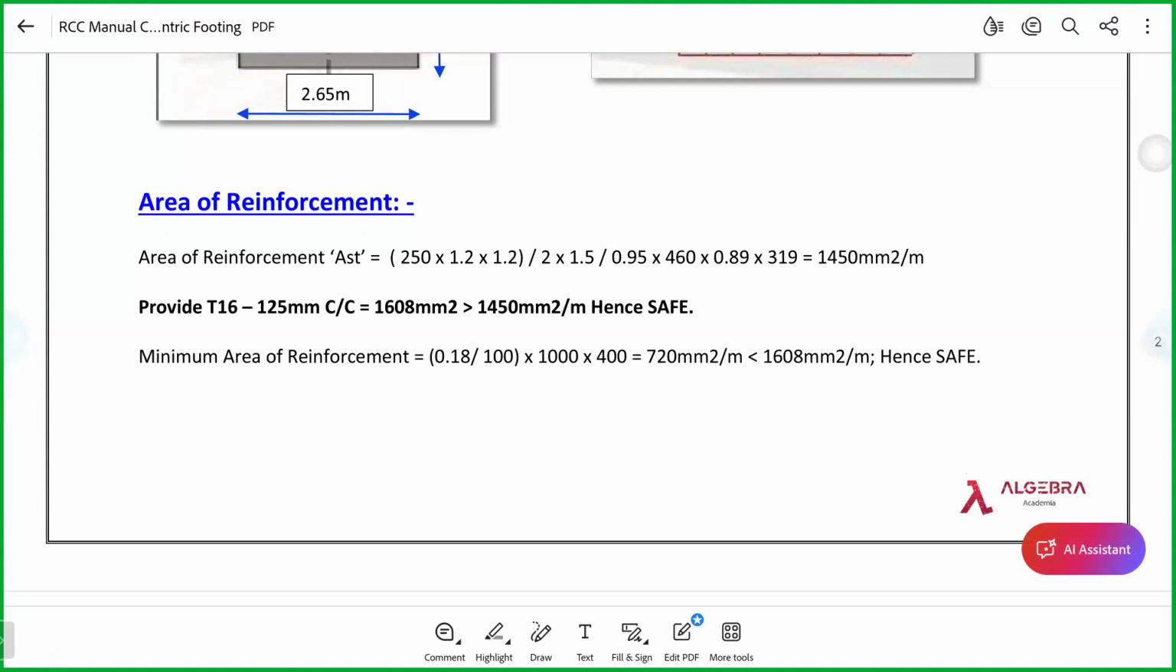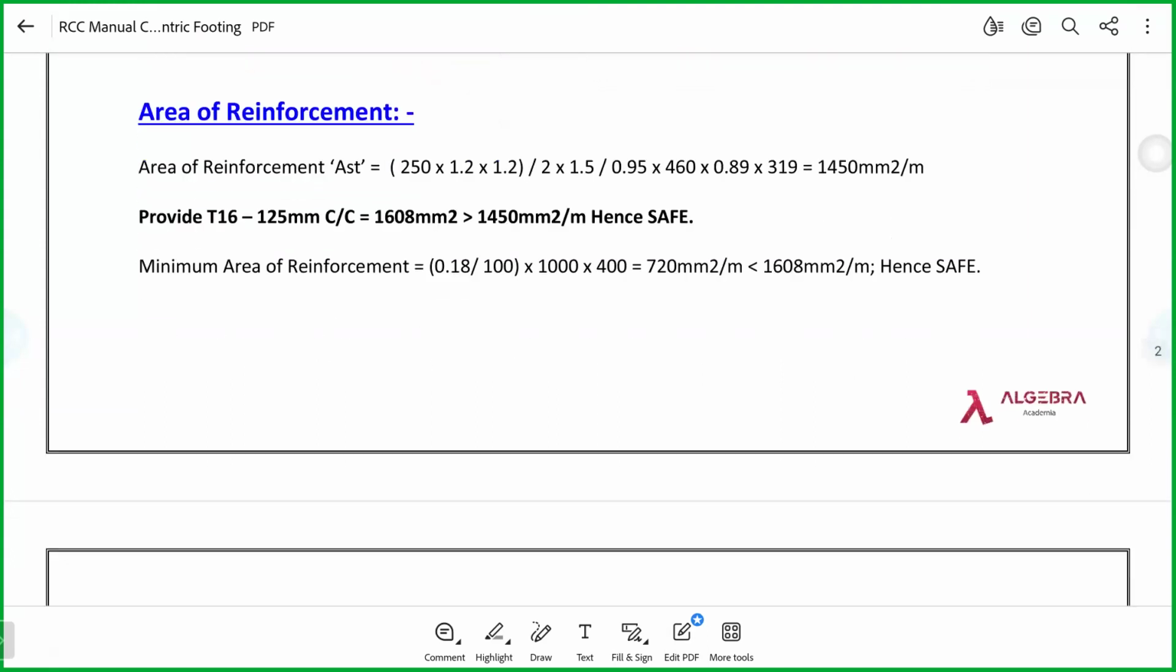What is the required reinforcement? 1450. It is safe. And minimum area of the reinforcement for the foundation is what? 0.18% of BD. 0.18% of BD. This is as per code. Okay. So 0.18. What is BD? B is 1 meter. D is your overall depth, 400 actually. What is the minimum reinforcement?